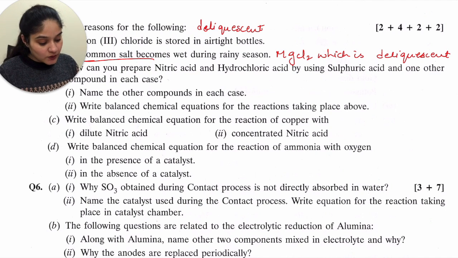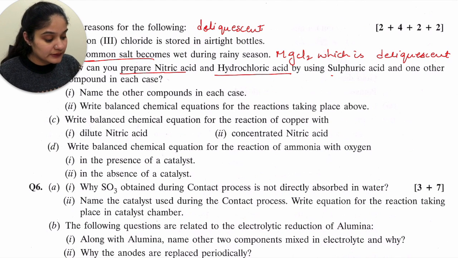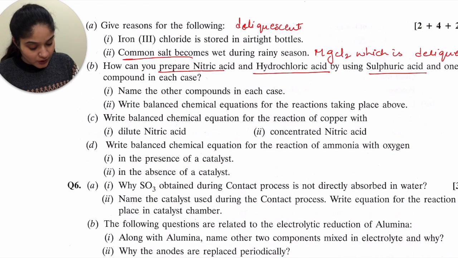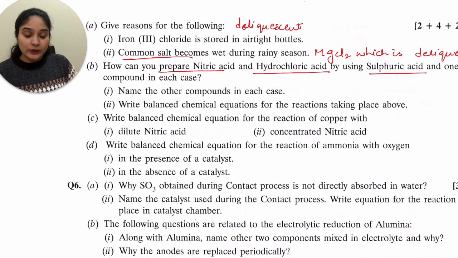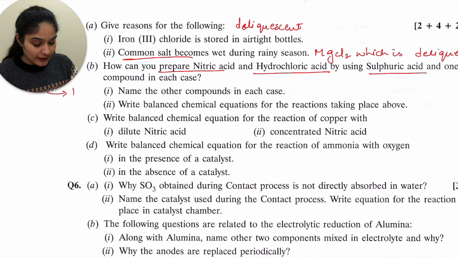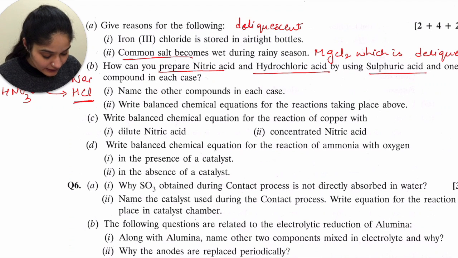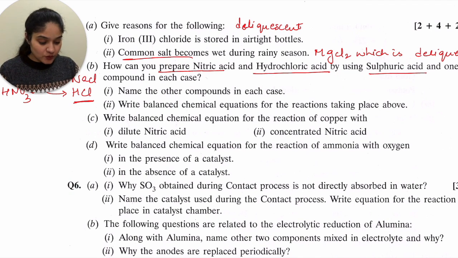Now, how can you prepare nitric acid and hydrochloric acid using sulfuric acid? So, you have sulfuric acid, I'll just write here. So, you have H2SO4. What can you add in H2SO4? So, you end up getting HCl and HNO3. So, for H2SO4, if you want HCl, you can add sodium chloride. You can add NaCl in H2SO4 to get HCl.